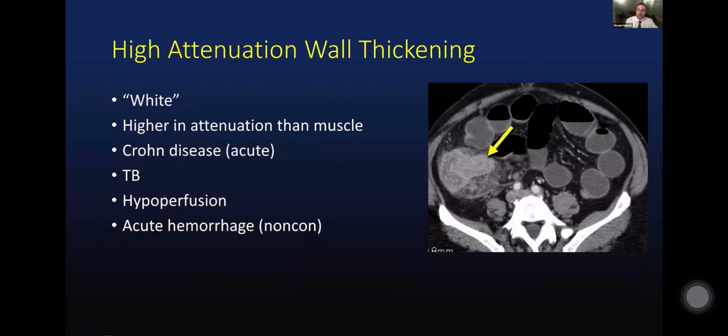We think about it when we see things like penetrating disease with fistulae and abscesses. And we think about it in people who are at risk for it, often in the young. Other things to keep on your differential diagnosis in high attenuation or white small bowel wall thickening include tuberculosis, which can look a little bit like Crohn's disease, hypoperfusion complex or shock bowel. And then if you're doing a non-contrast CT, acute hemorrhage is also a possible cause for high attenuation small bowel wall thickening.